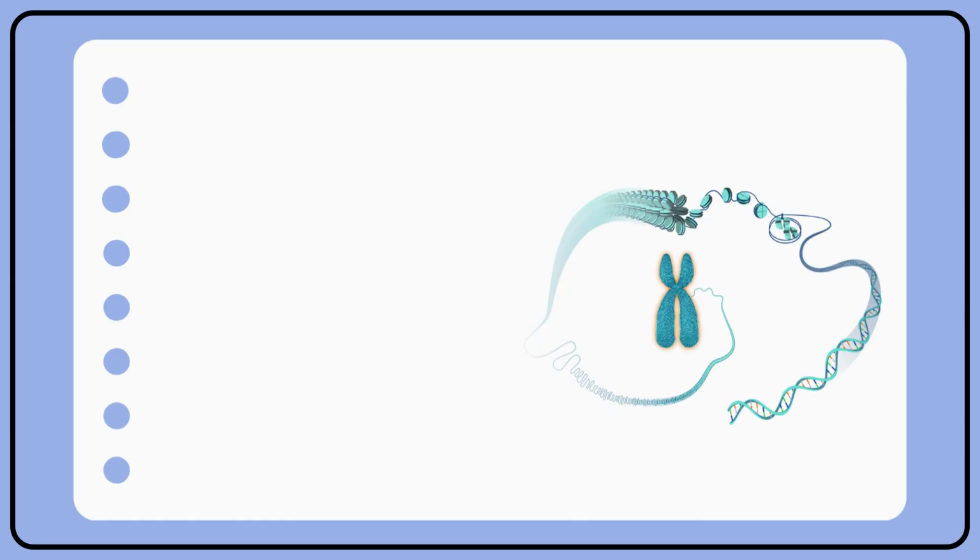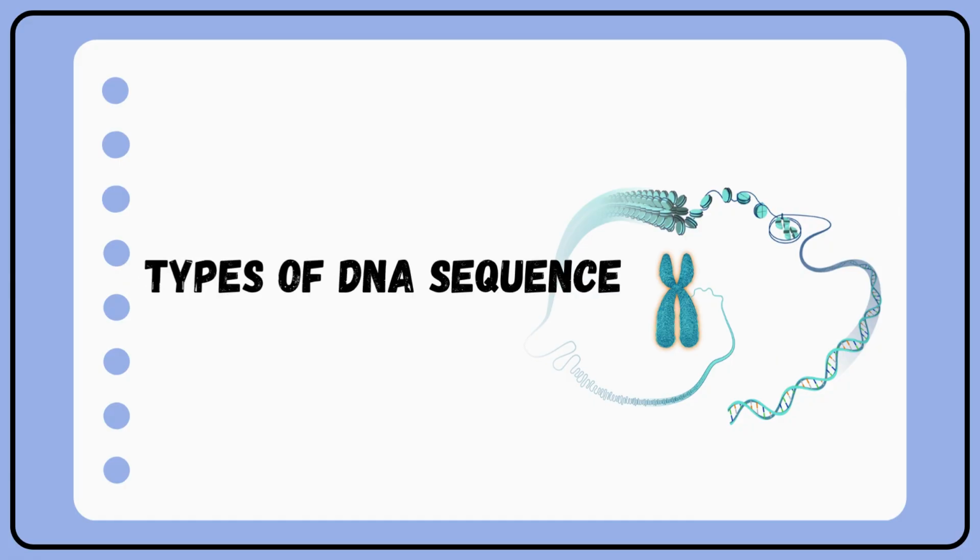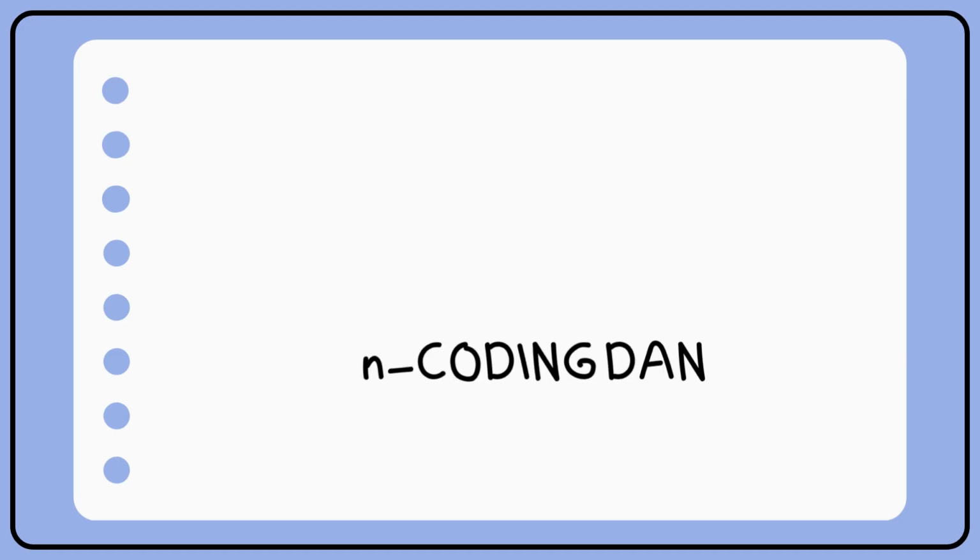Now that we understand how genetic information flows, the next question is, what is this information written on? Or what does our genome actually consist of? So here we want to speak about different types of DNA sequences in the human genome. Broadly speaking, the human genome can be divided into two main categories, coding DNA and non-coding DNA.